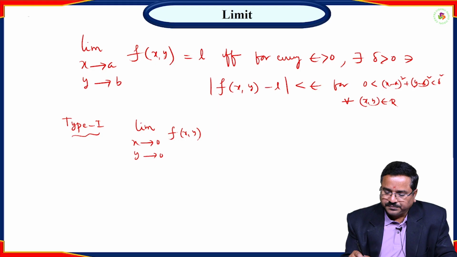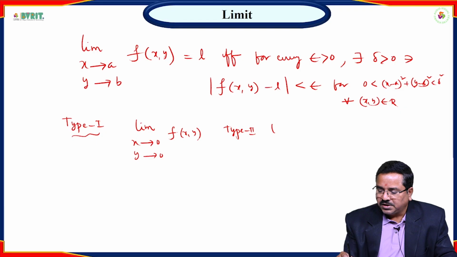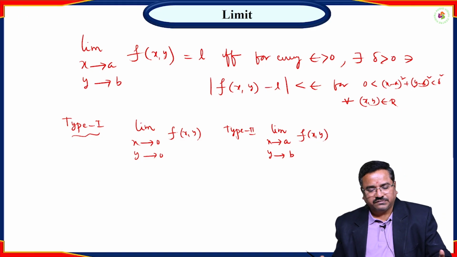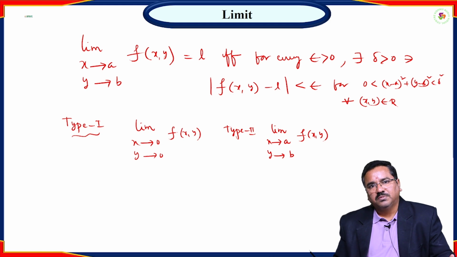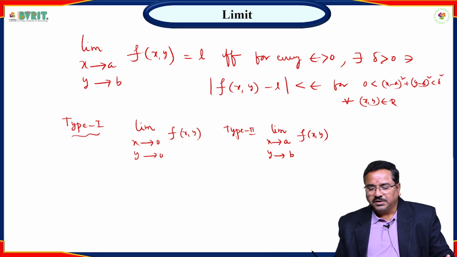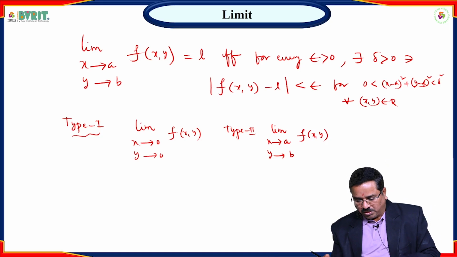Type 2 is the limit other than the origin, at any point: limit x tends to a, y tends to b, f of x comma y. Today's class will focus on the type 1 problem, how to compute the limit at the origin. I will give the working rule, a step by step procedure, to compute the limit at the origin. The next class will move to the type 2 problem.